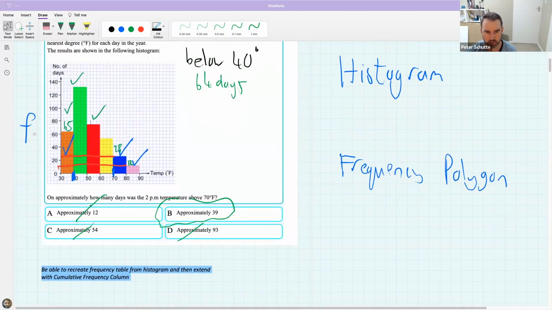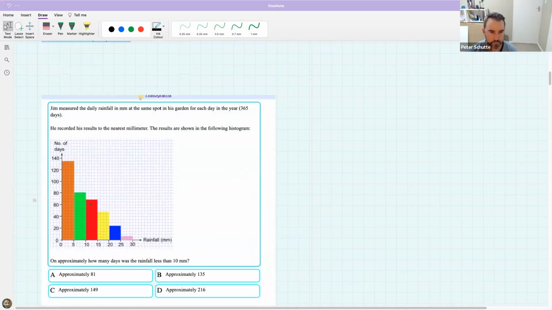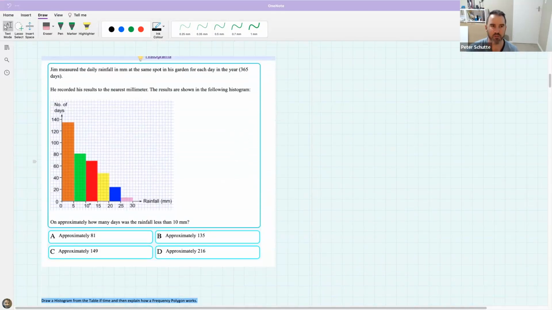But I think you're doing well so far. So let's do another one. So in this situation, they are measuring rainfall at the same spot in the garden for 365 days. It's recorded to the nearest millimeter. On approximately how many days was the rainfall less than 10 millimeters? So I'll let you think through that to try and answer that, and then we'll take any questions.